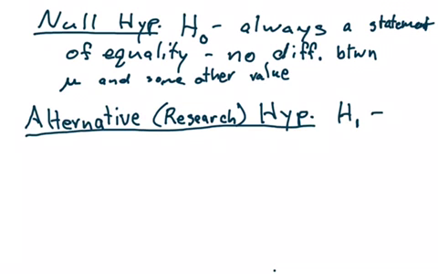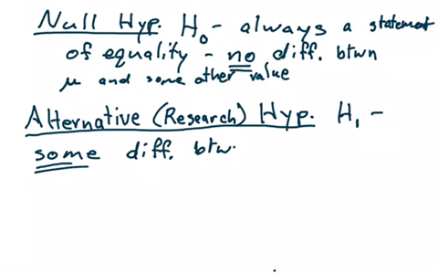So here we can be saying that there is some difference, in 3 different ways. So here is no difference, and here there is some difference between our parameter, let's say mu, and some other value.